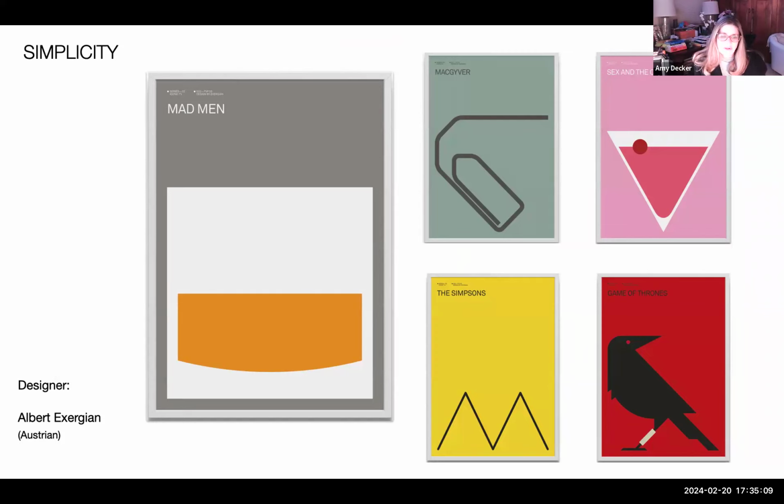Designer Albert Exergen created this series of posters to represent his generation's response to the legacy of Swiss modernism. Albert plays with the idea of using reductive imagery to unlock the essence of complex subjects. And his subjects, of course, are American television shows. So he's decided how simply he can communicate the meaning of the various television shows. I'm sure some of these might be familiar to you.